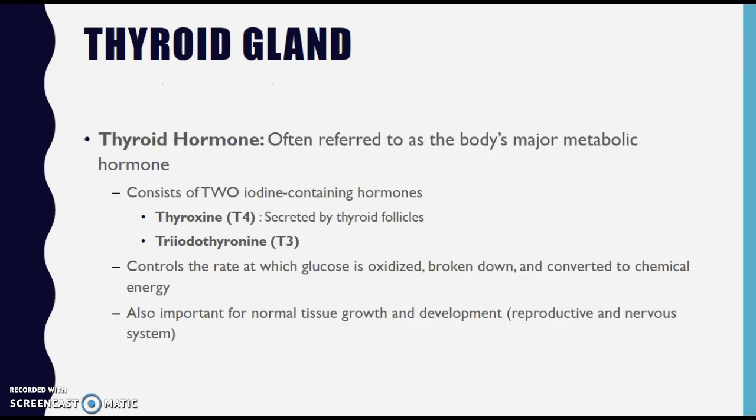So the thyroid hormone is often referred to as the body's major metabolic hormone, and you're going to hear it called T4 and T3 thyroxines. You can also hear it commonly called, but basically these two hormones together make up the thyroid hormone. So a lot of these terms are a little bit interchangeable. What this does is the thyroid hormone is going to control the rate at which your glucose is used and converted to ATP energy. It's also really important for tissue growth and development for the reproductive and nervous systems.